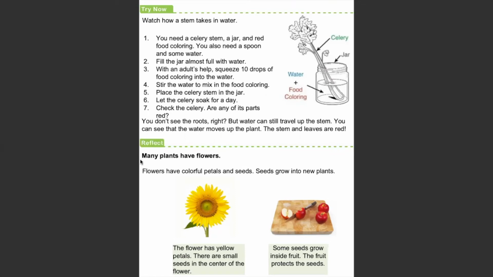Many plants have flowers. Flowers have colorful petals and seeds. Seeds grow into new plants. The flower has yellow petals. There are small seeds in the center of the flower. Some seeds grow inside fruit. The fruit protects the seeds.